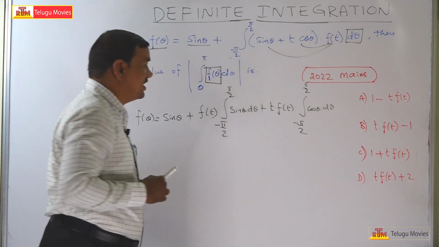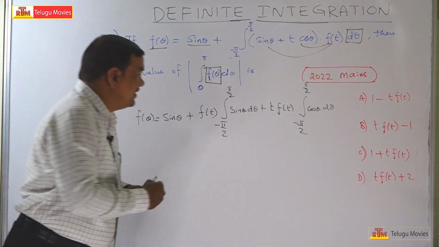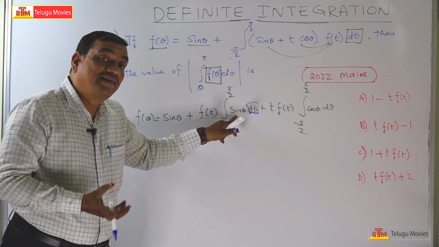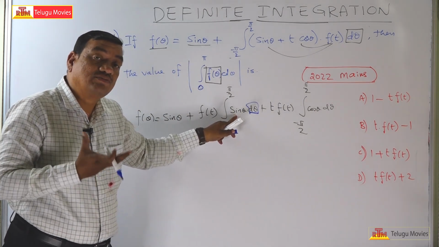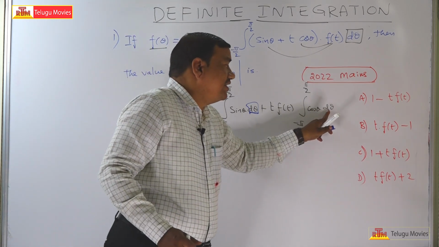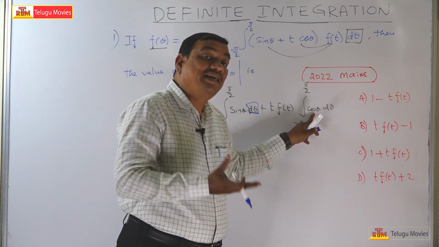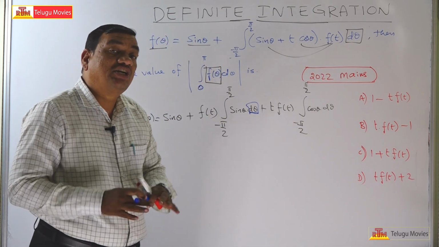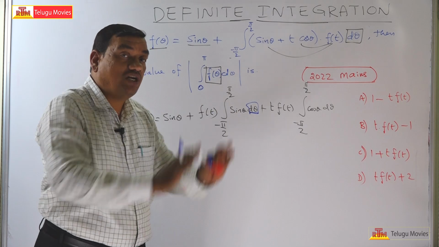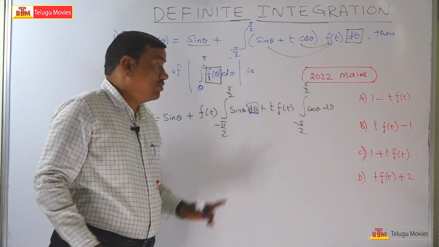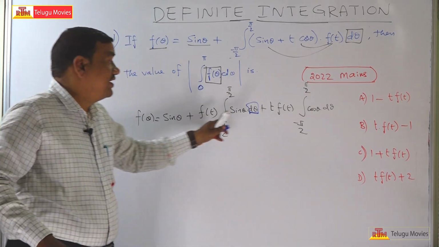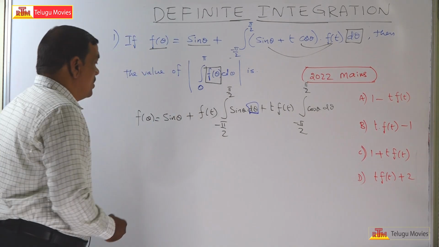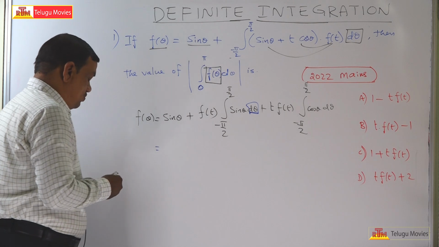theta d theta. Here, whatever may be the integrand, the function should be in terms of theta. Here also d theta. Whatever may be the integrand, that should be a function of theta. Other terms are treated as constants, then we can put them outside. Here I have put f of t outside, here t into f of t, they are treated as constants, right.